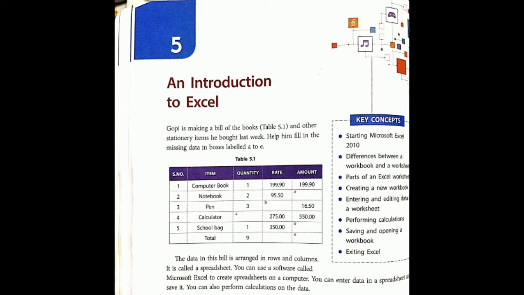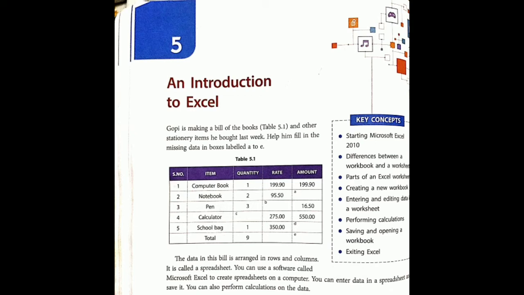See in this picture, Gobi is making a bill of books and other stationery items he bought last week. Help him fill in the missing data in boxes labeled A to E. Okay, see what you see in this picture, that is a table, and that table has been arranged in the form of rows and columns, and this is what you mean by spreadsheet. And inside a computer you can use a software known as Microsoft Excel for creating spreadsheet. Okay, and inside that spreadsheet you can enter data, you can perform calculations, etc.